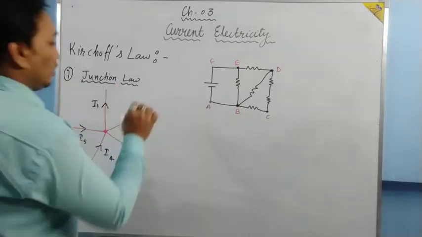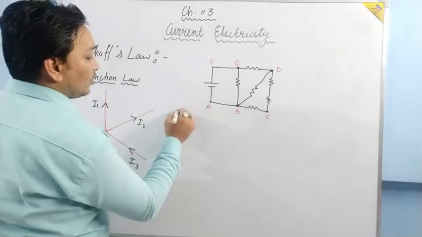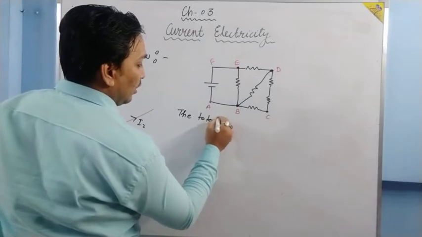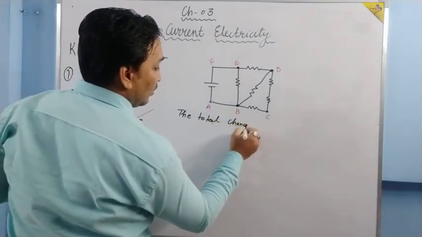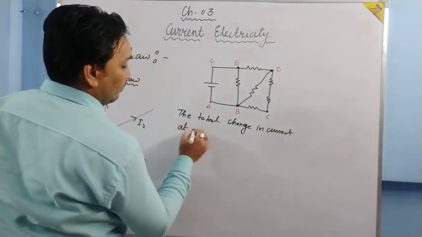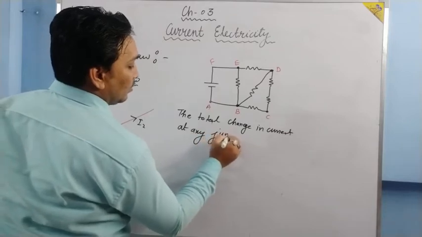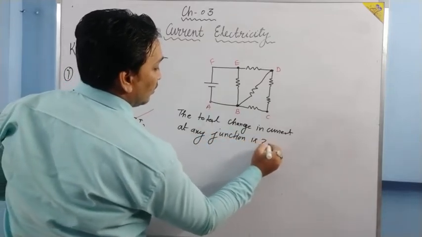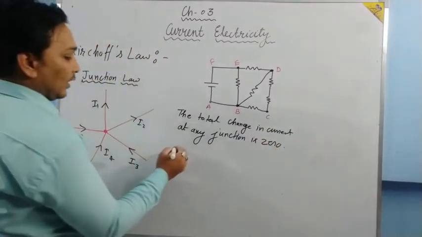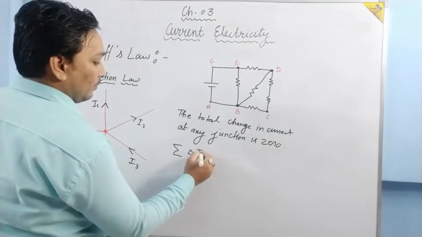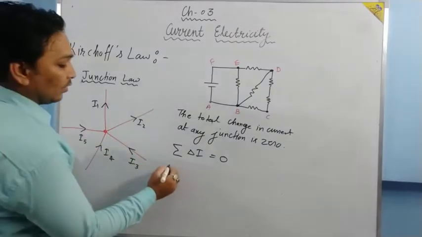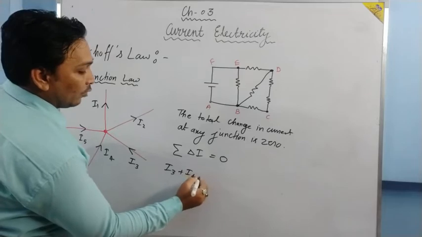So the junction law says that the total change in current at any junction is 0. The total change in current at any junction is 0. It simply means that sigma delta I is equal to 0. What is delta I? Suppose three currents are incoming, which are I3 plus I4 plus I5.